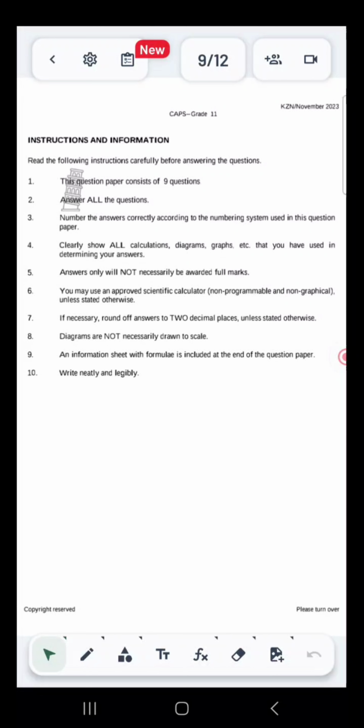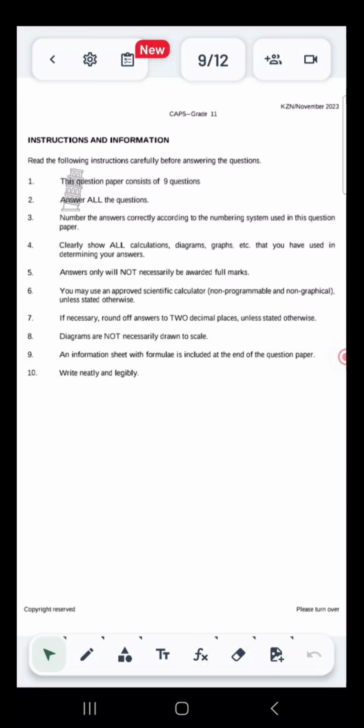This question paper consists of 9 questions, so you must check if there are 9, that they correspond. Answer all the questions. However, when you answer, start by answering the easy ones, collect the points, and when you are done, you can answer the rest. There's a method to that. Number the answers correctly according to the numbering system used in the question paper. Don't change the numbering. Please number according to the question paper.